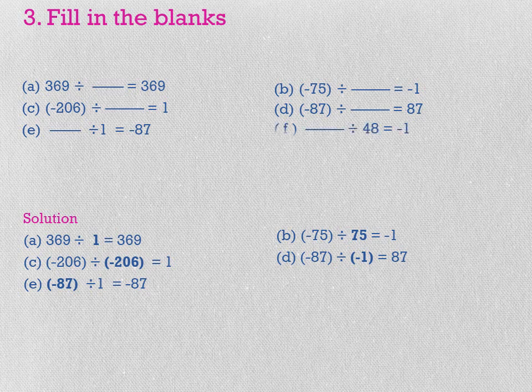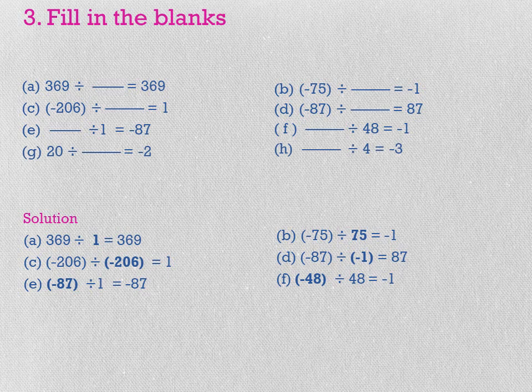F. Dash divided by 48 is equal to negative 1. Here also the answer is negative 1. Therefore, when we divide a number by the same number, we will get 1. Here negative 1 is the answer. Therefore, negative 48 divided by positive 48 is equal to negative 1.